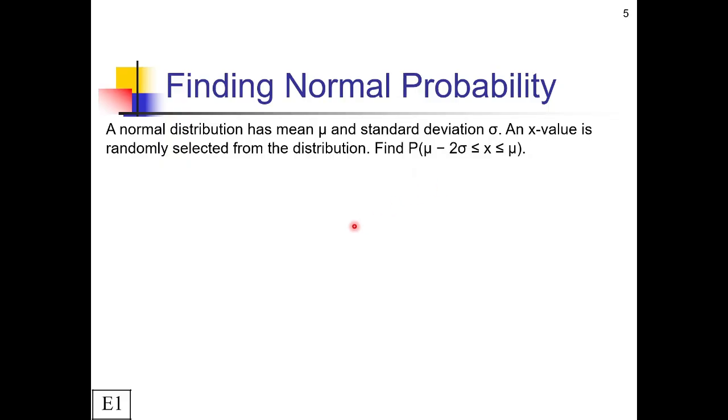So the basic idea here is you've got your normal curve. You just have to add up the area under the normal curve between the values that they've given you. So take a look at that normal curve and add up those values and let's see what you get.